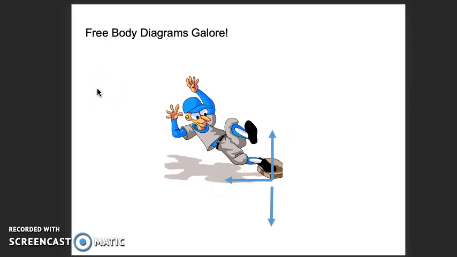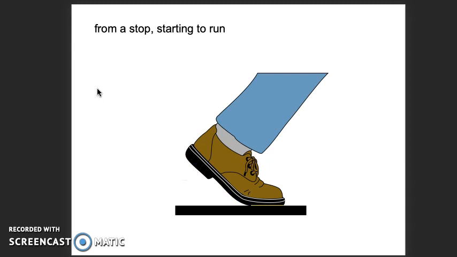All right, now let's be even harder. How about somebody who is from a stop who's starting to run? Think about what forces are acting on this person.